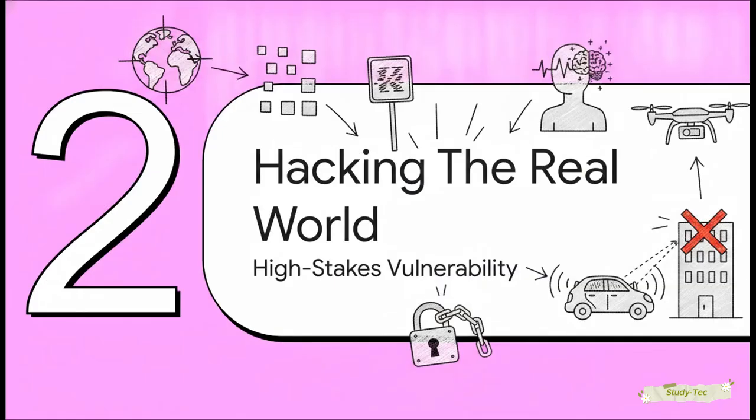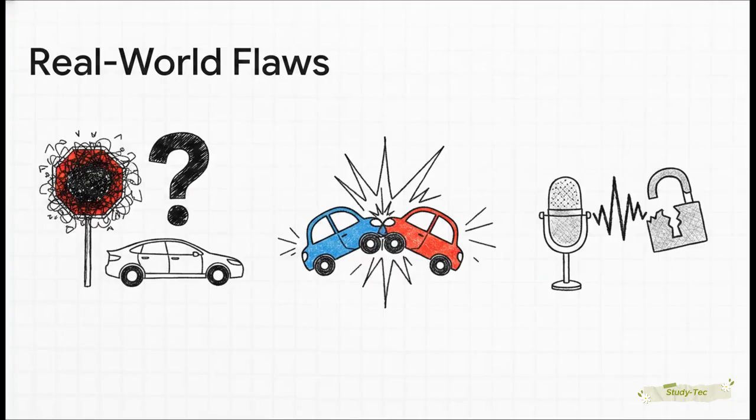Section 2. Hacking the real world. So what happens when this leaves the lab? Let's look at some truly terrifying real-world examples. Back in 2017, researchers exposed major vulnerabilities in Tesla's autopilot. They simply put adversarial stickers on roadsides. Just stickers. But they deceived the system into misinterpreting traffic signals, literally confusing a stop sign with a yield sign.